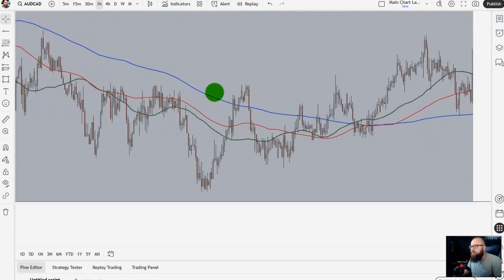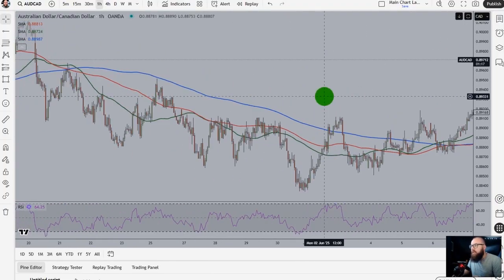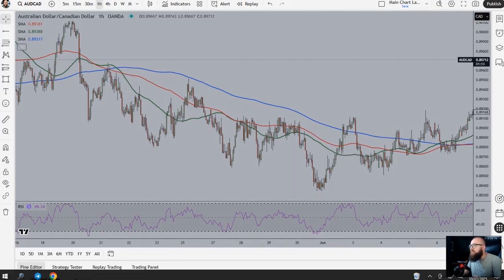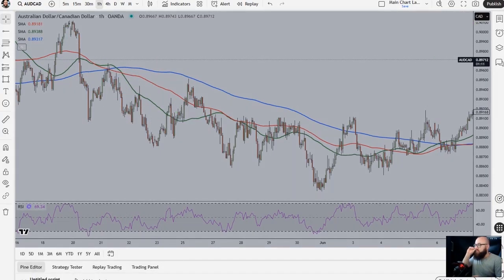There is one here though, look. I probably went to the wrong year. So this is the 1 hour Australian dollar, Canadian dollar. Can you see the inverted head and shoulder pattern? Can you see a downtrend becoming an uptrend?